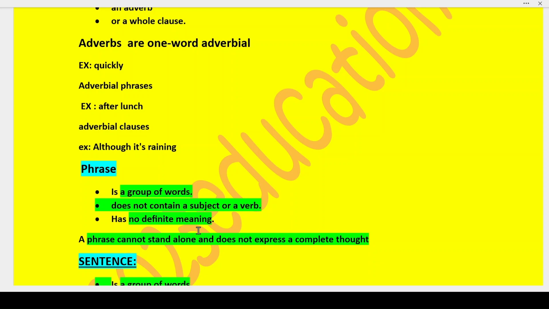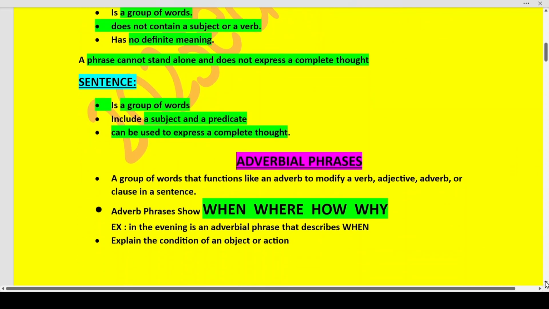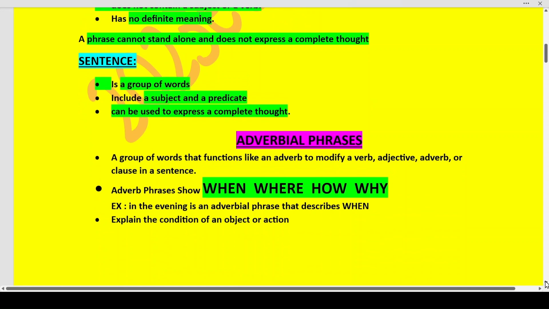Now, what is a sentence? A sentence is a group of words. A group of words which make sense is called a meaningful sentence. Now, this sentence will have a subject and a predicate. What do you understand by subject? About whom we are talking about in the sentence. And the predicate part of the sentence will always have the verb in it. This you have to remember. It can be used to express a complete thought.